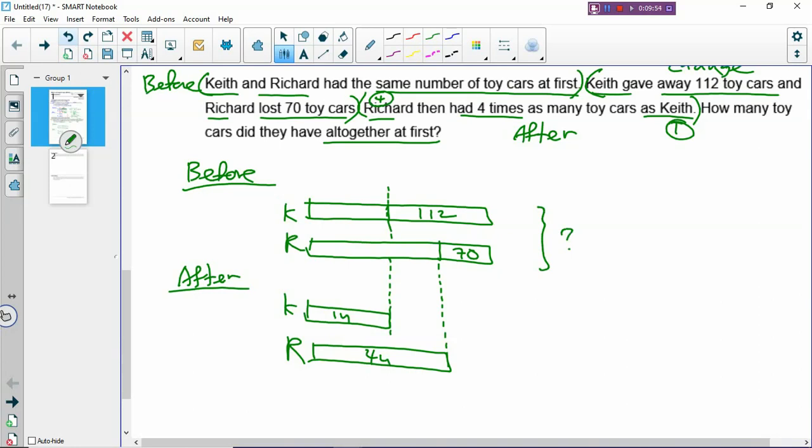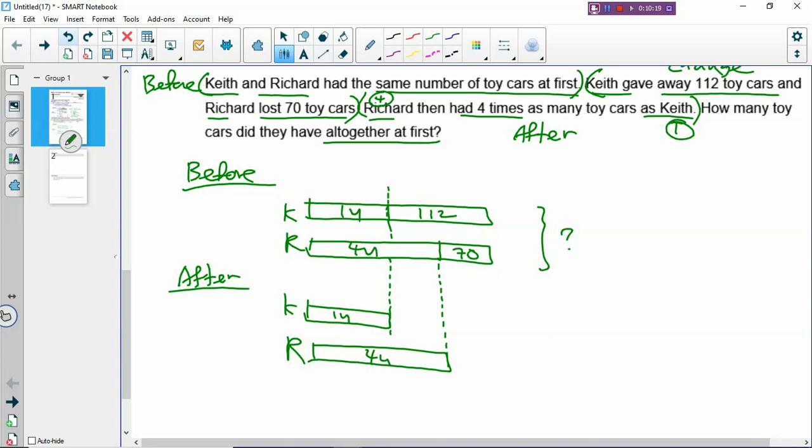Okay, your model is something like this. When you draw your model, it can be different. It may not be exactly the same, but you're going to use your model to solve the problem. So how do we continue from here? Now, you can go backwards and put your 4 units, and in Keith's rectangle, you put back the 1 unit.